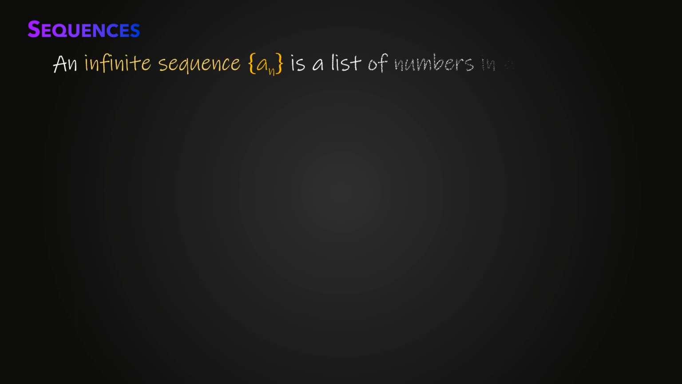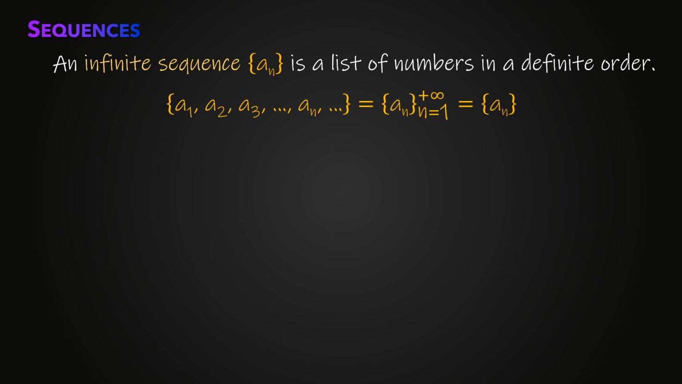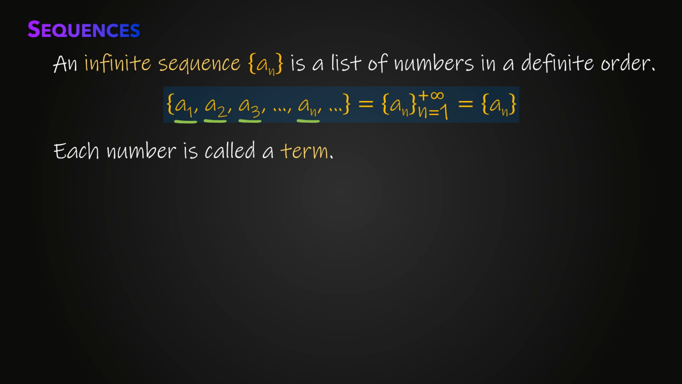Sequences. An infinite sequence is a list of numbers in a definite order. Each number is called a term. The first number is the first term, the second number is the second term, the third number is the third term, and in general, the nth number is the nth term, and so on.